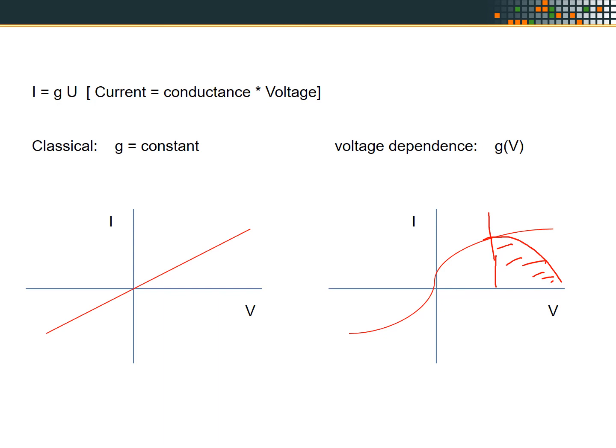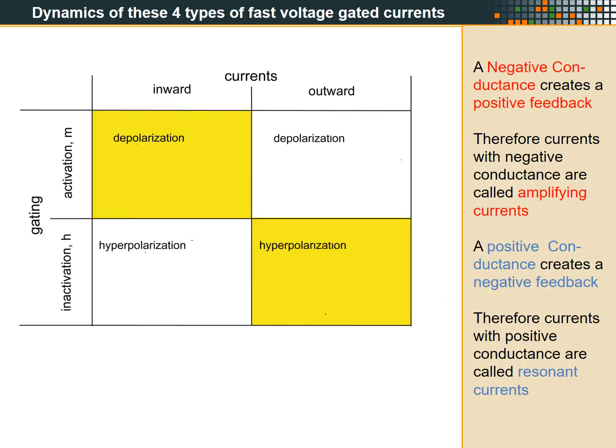However, since we talk about a dynamical system that is implemented with some kind of biological machinery, of course it can happen that there is a certain feedback loop that will induce such a negative conductance. And exactly this feedback loop we will study now. For that we look again at this very same table where we have inward and outward currents and where we have gating variables.